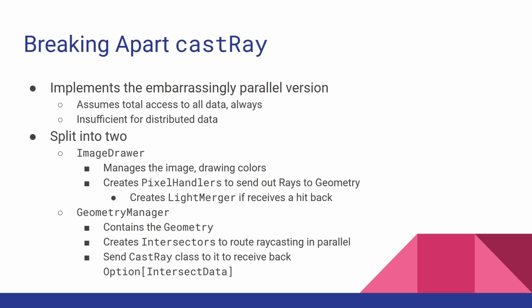On the other hand, we have underneath that the pixel handlers, one for each pixel, and each of those sends a ray or potentially multiple rays to geometry. And then, if it receives back hits, creates what's called a light merger underneath it, which sends another ray out to the light source to actually determine the color that should be drawn there.